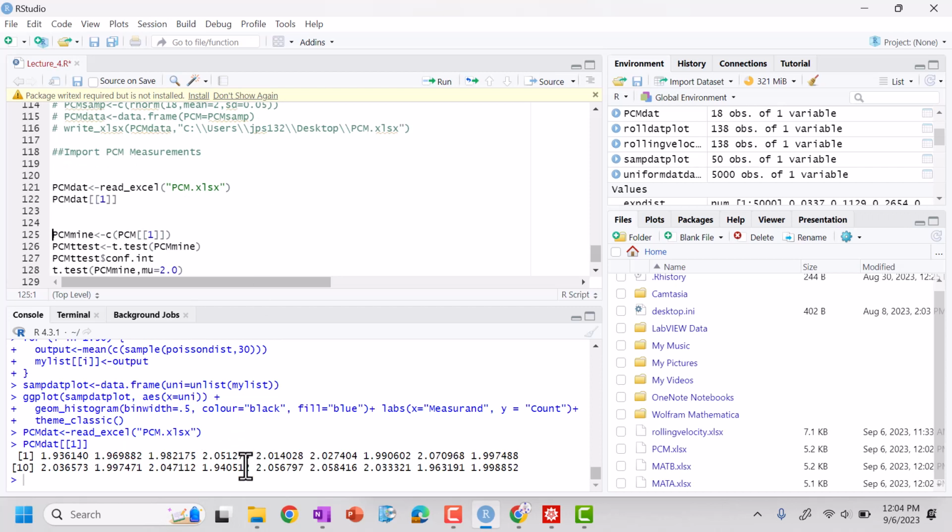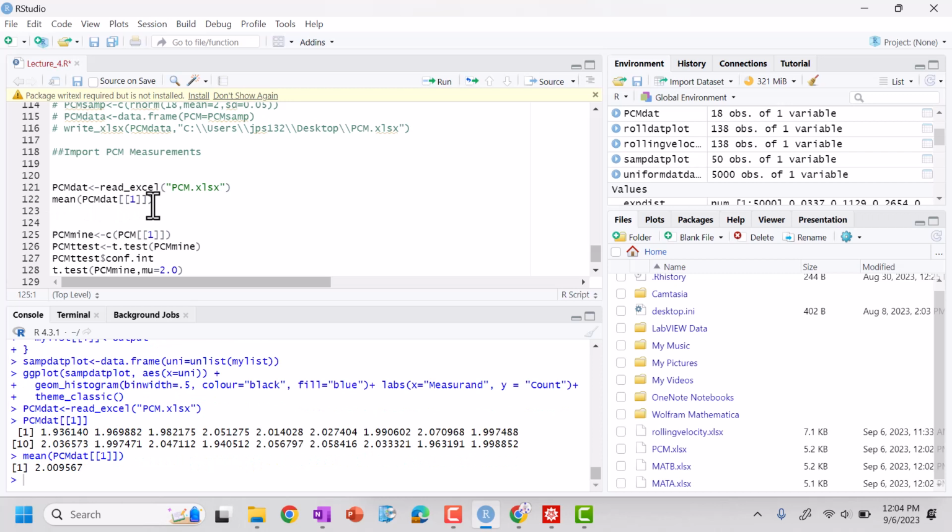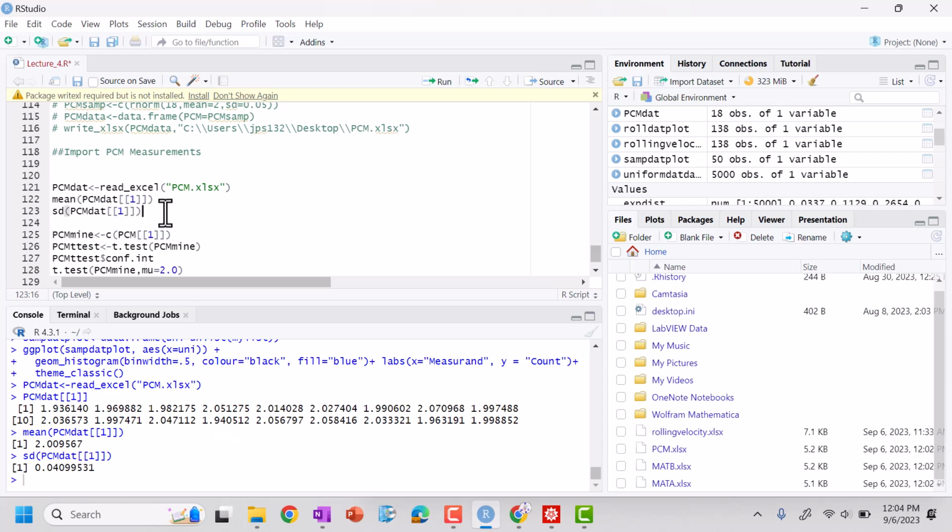So here's our data sets. All right, excellent. So we can calculate the mean here, PCM there. We can also calculate what is our SD of PCM, PCM dat bracket 1, so we can get that. And now we have to choose basically our, so we could do plus our T alpha over 2 value.